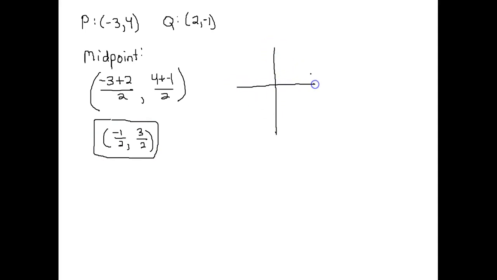Let's quickly sketch them again. (-3, 4) puts you right here. (2, -1) puts you right here. So that's P, that's Q. And then (-1/2, 3/2) puts you right here. That's the halfway point between P and Q.